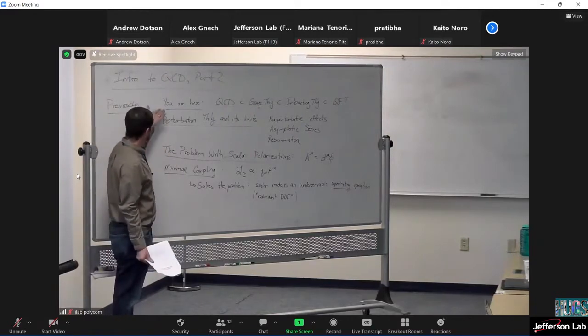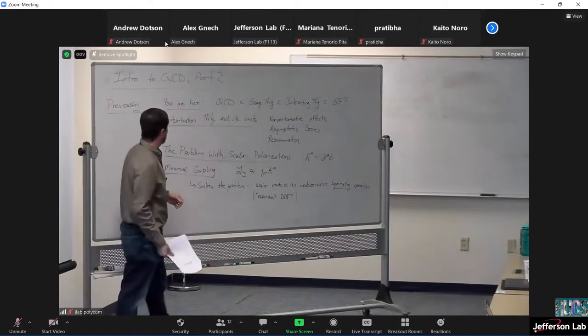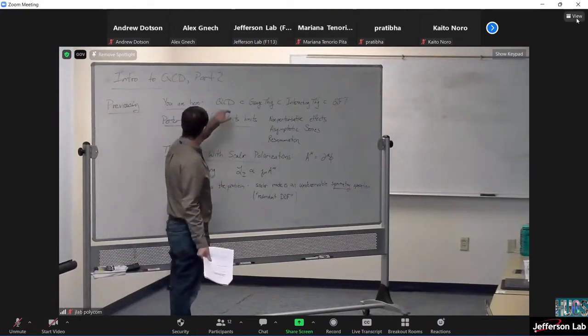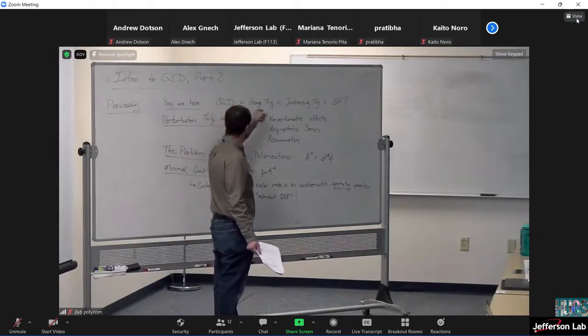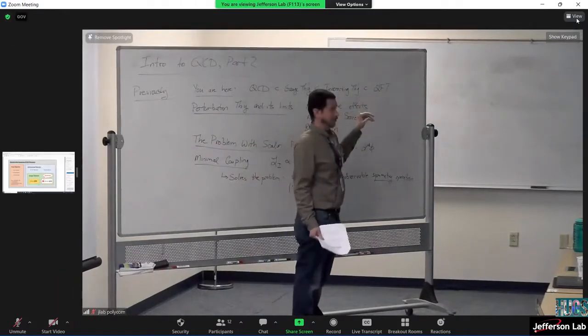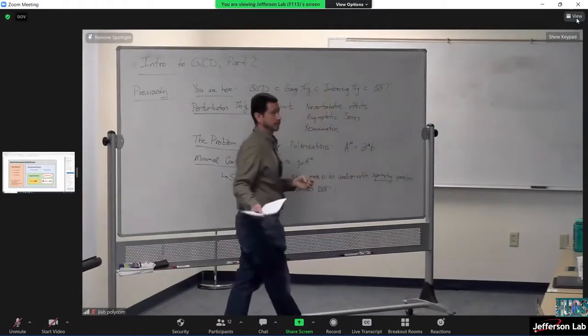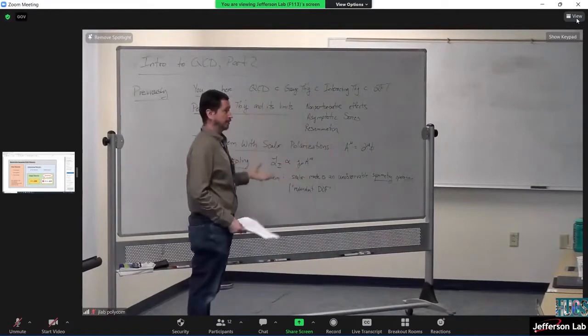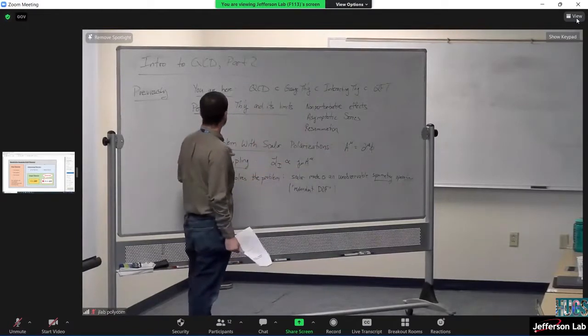Last time we started off with a "you are here" map, saying that if we're interested in QCD, QCD is a very unique non-abelian gauge theory. Gauge theories are a unique subset of interacting theories, and the entire framework that we're working with is a relativistic quantum field theory, which is the ideal marriage of relativity and quantum mechanics.